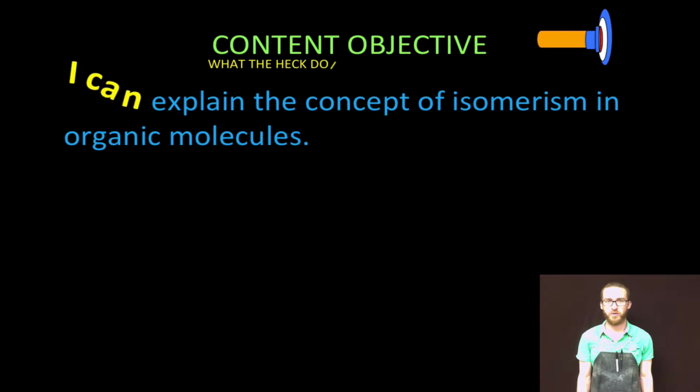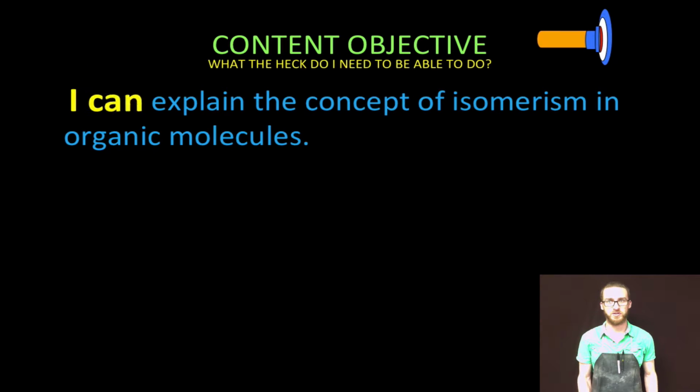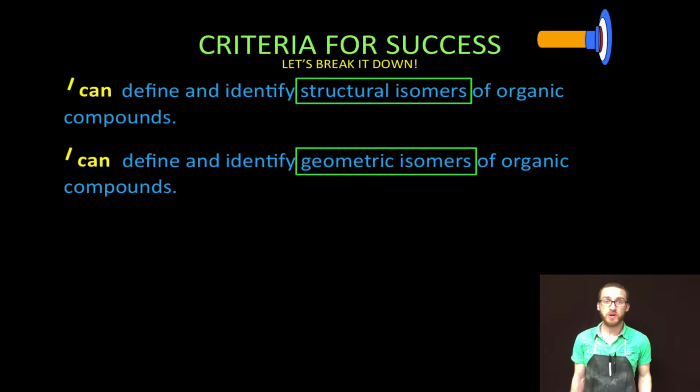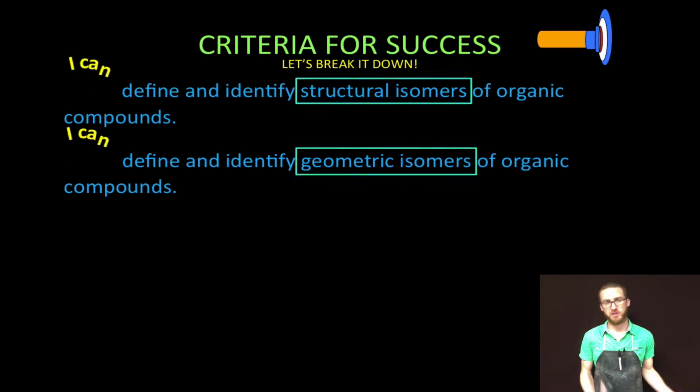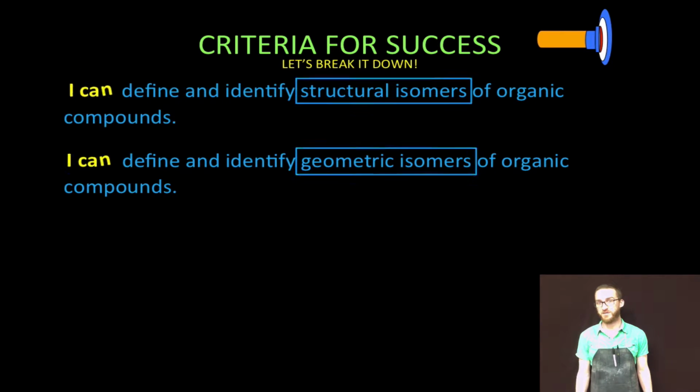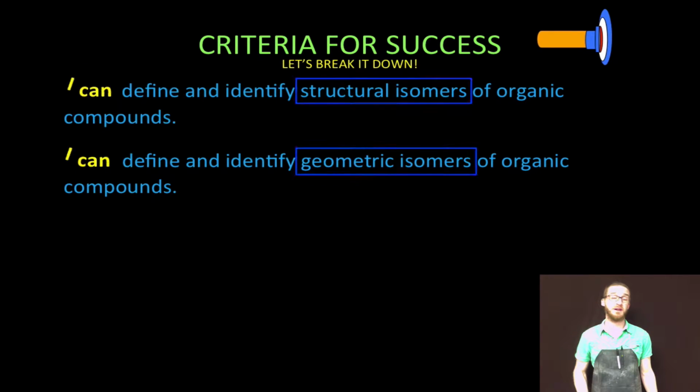In this vid, we're going to explain the concept of isomerism in organic molecules. Two big things we're going to do. One, we're going to define and identify structural isomers of organic compounds. Two, we're going to define and identify geometric isomers of organic compounds.